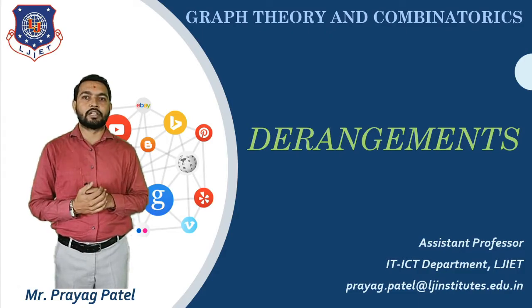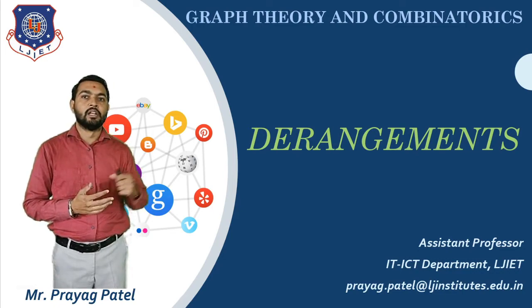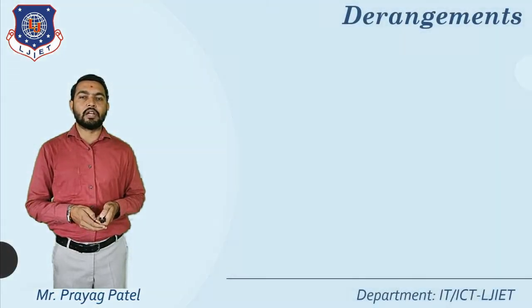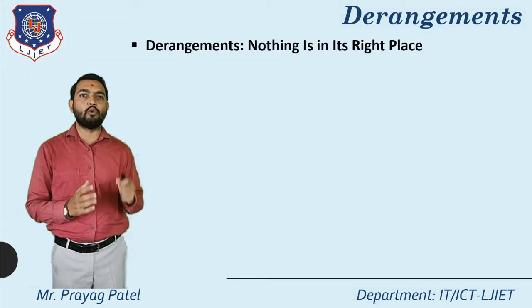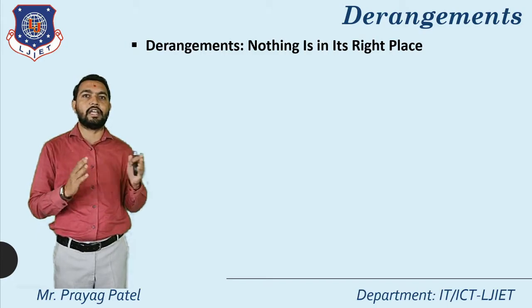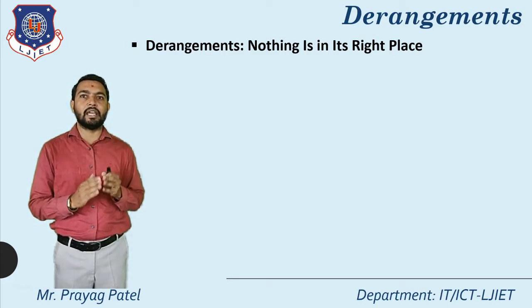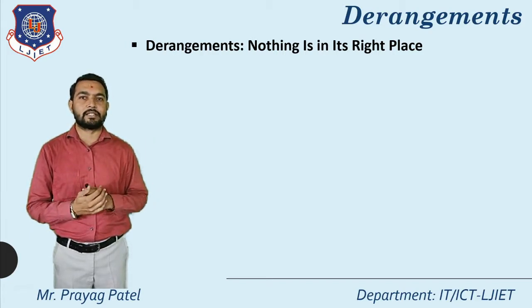Now in today's video lecture, I will discuss the next topic of graph theory and combinatorics. The topic is derangement. First we will understand what a derangement is and how we can find its solution. Derangement means nothing is in its right place.